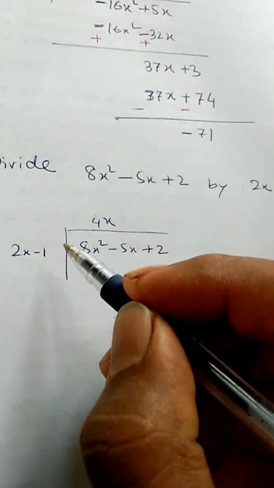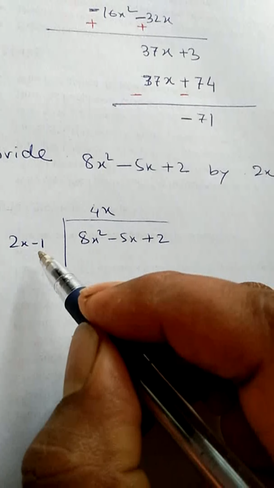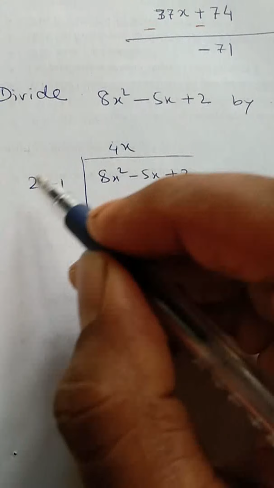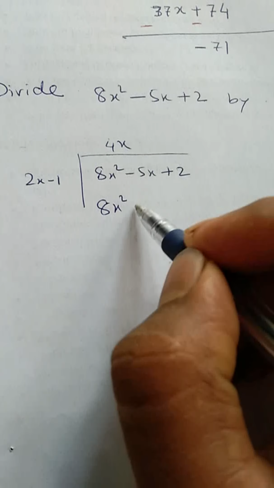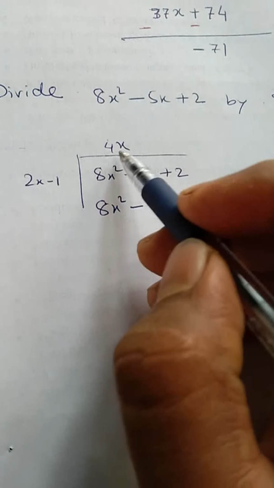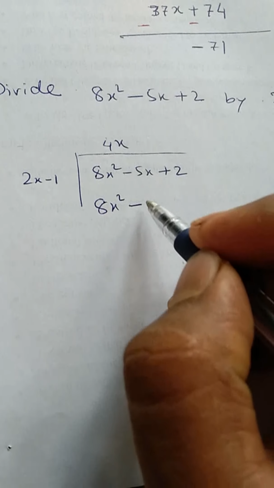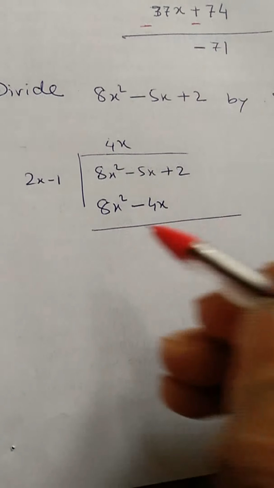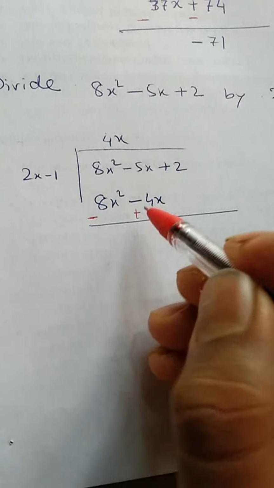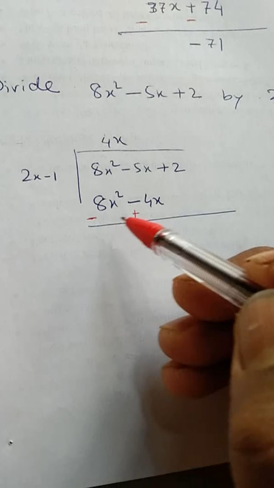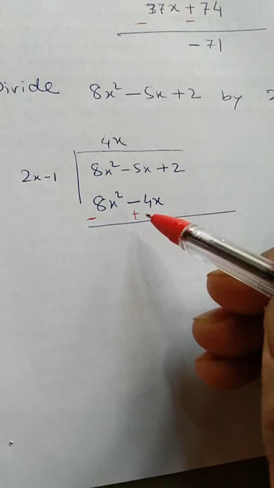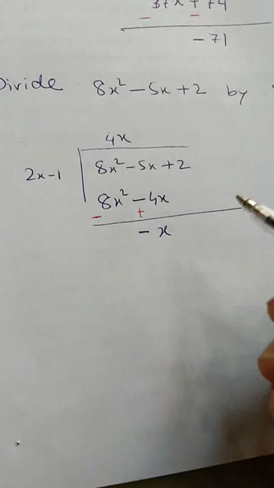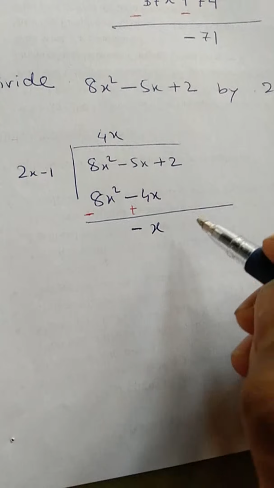Now 4x will multiply with 2x as well as with minus 1. Then 4x into 2x will be 8x square, minus 4x into minus 1 is minus 4x, that we will write here. Then we'll subtract. While subtracting, the sign will change. This will be minus, this will be plus. So 8x square minus 8x square cancel out. Then minus 5x and plus 4x, we have minus 1x left. Then this plus 2 will come down.